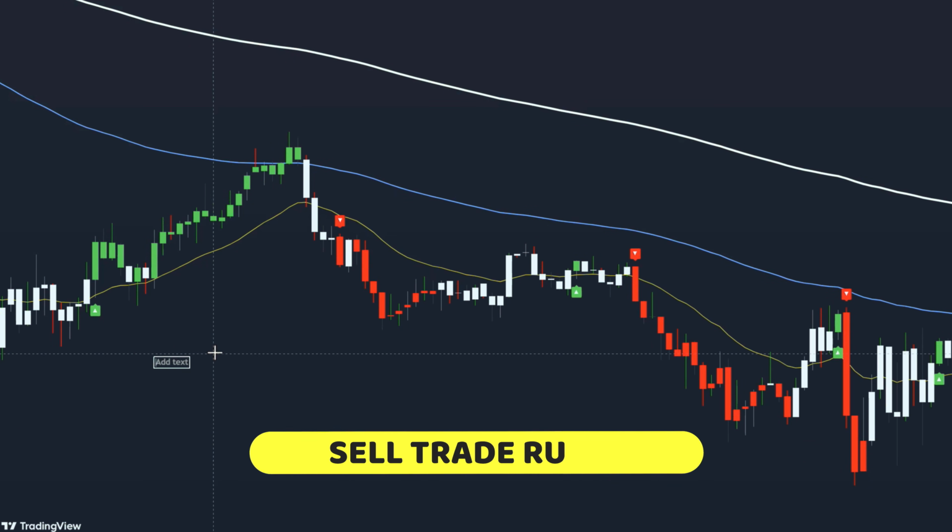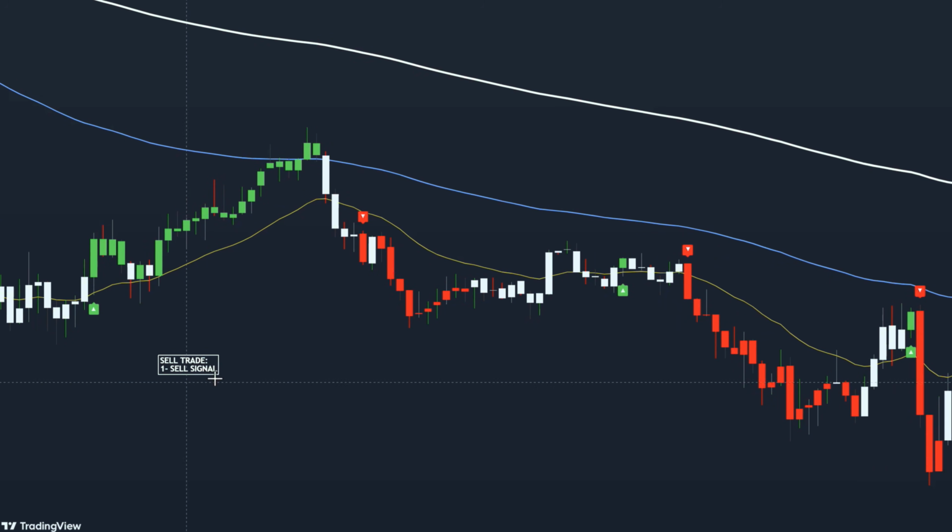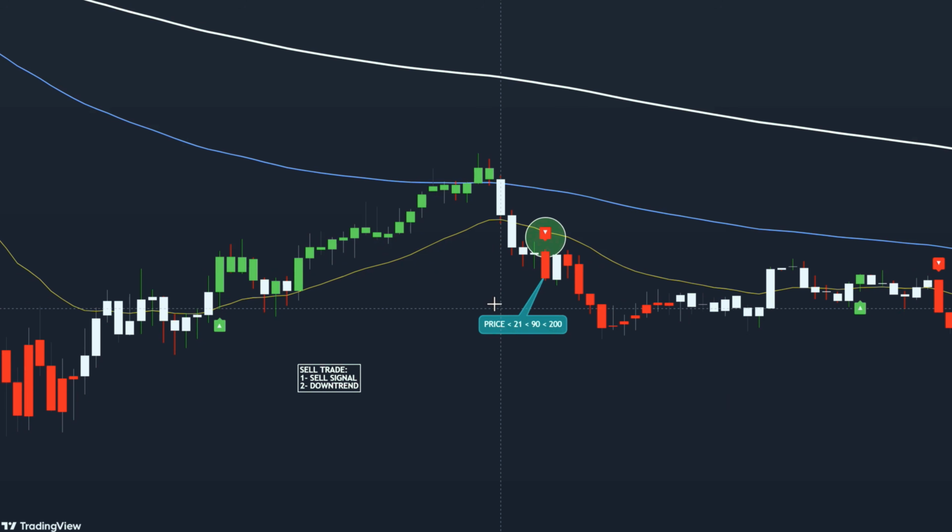Now let's walk through the steps for entering a sell trade. First and foremost, you need to find a sell signal indicated by a red sign above a candle on the chart, courtesy of your trusty trend strength indicator. Next, ensure that the market is in a downtrend by using the moving average lines. So, with both conditions met, it's time to open a sell order at the close price of the signal candle.